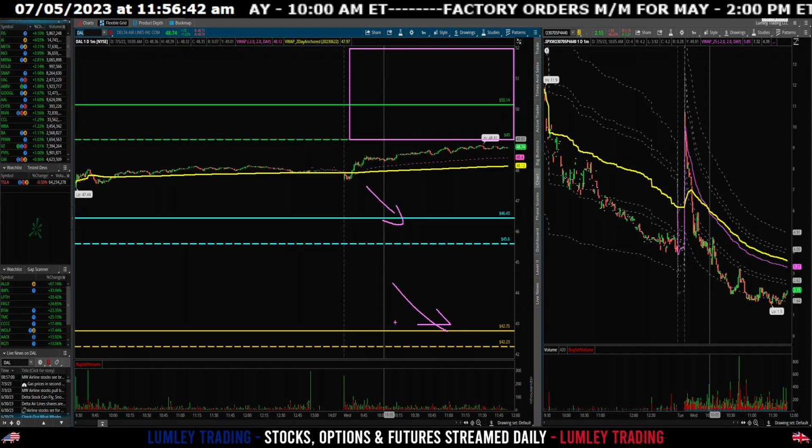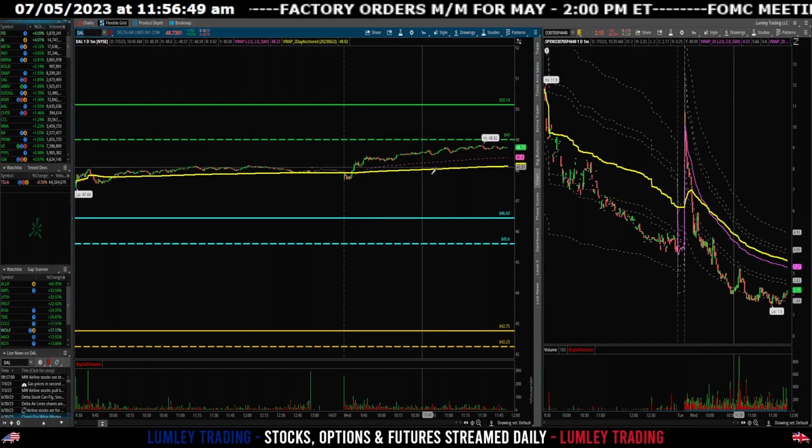But again, remember, this isn't financial advice. So maybe you want to pay attention to the levels, but not trade it the same or whatever. But again, this is just what I'm looking to trade.